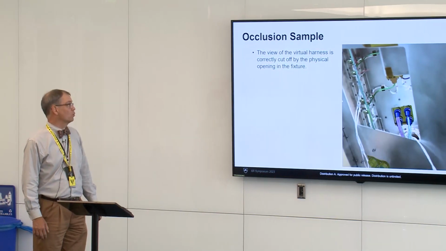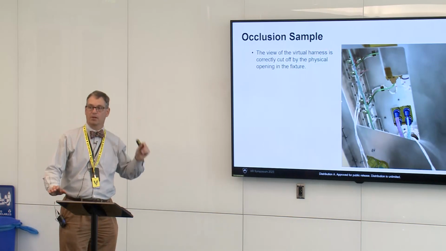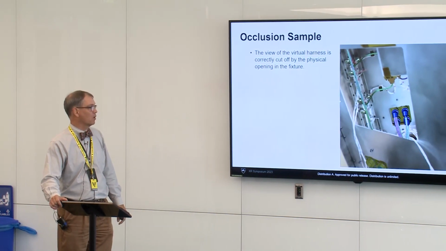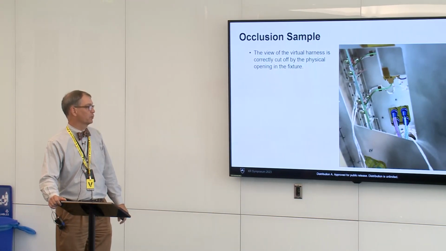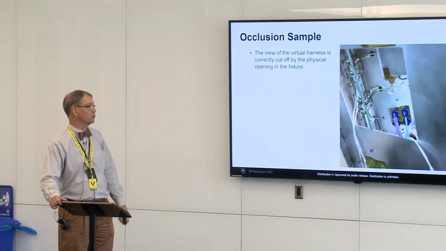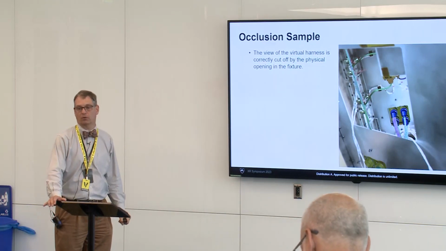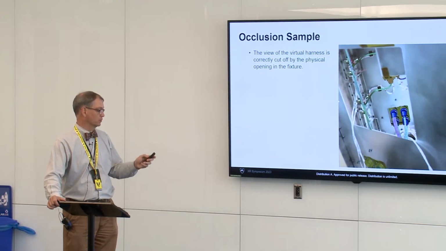And a close-up on one of the occlusion samples I really liked, where I've got both a bundle of cables from a through fitting and then a set of cables mounted on the back of the fixture. Both of them clip off correctly around the opening and maintain the correct location, even though that physical model is not what's doing the occluding, it's the logical model.